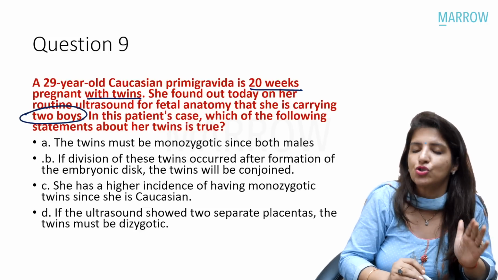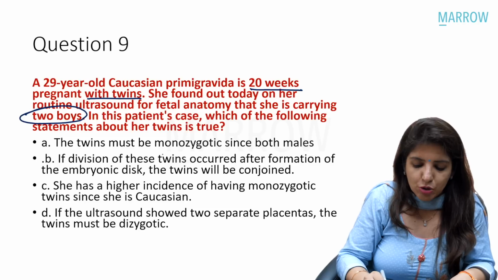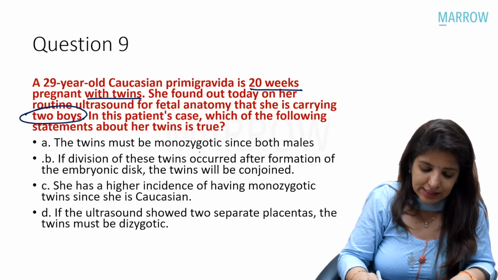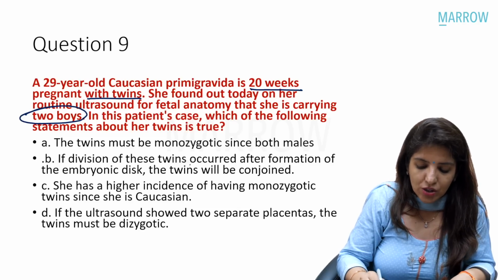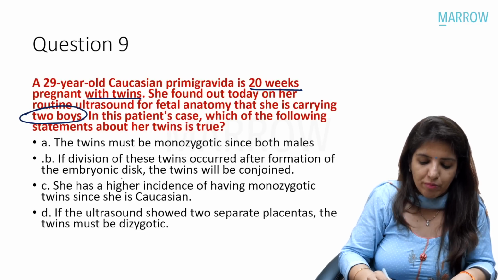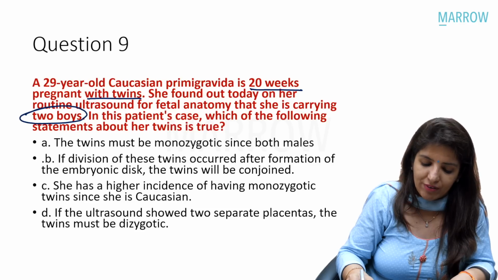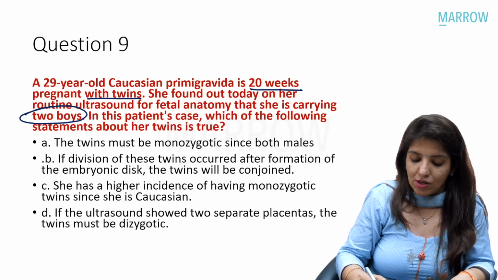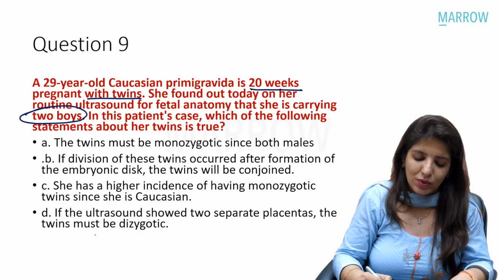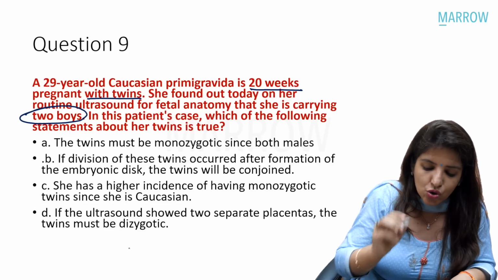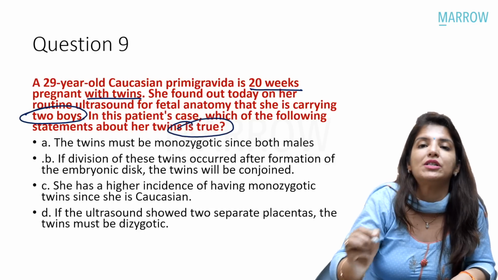So you have to tell which is true. Option A, the twins must be monozygotic since both are males. Option B, if the division of these twins occurred after the formation of the embryonic disc, the twins will be conjoined. Option C, she has higher incidence of having monozygotic twins since she is a Caucasian. Option D, if the ultrasound showed 2 separate placentas, the twins must be dizygotic. So you have to tell which statement is true.